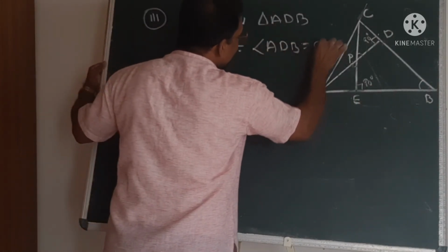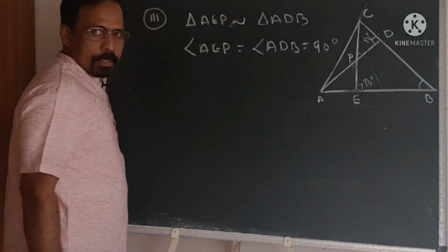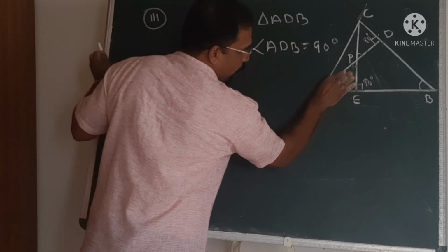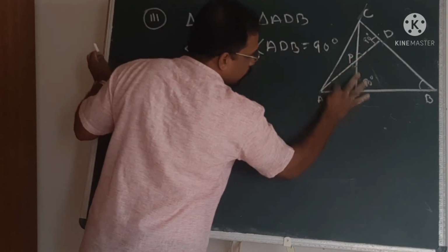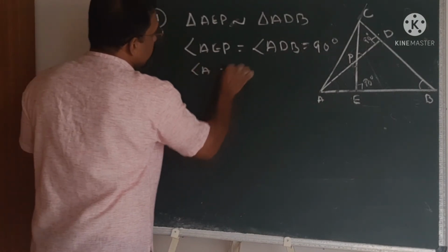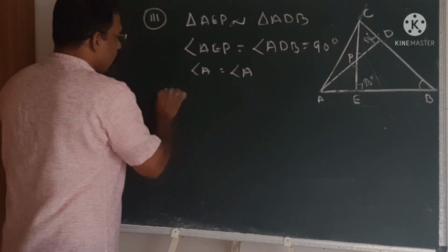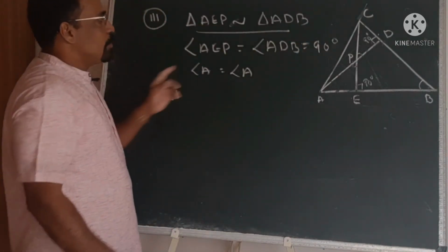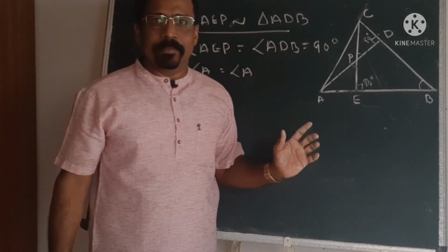The reason is both are 90 degrees. Is there any common angle? Yes, you see this small angle and this bigger angle. This angle A is common in both the cases. So angle A is equal to angle A. Therefore, according to AA criteria, triangle AEP is similar to triangle ADB.